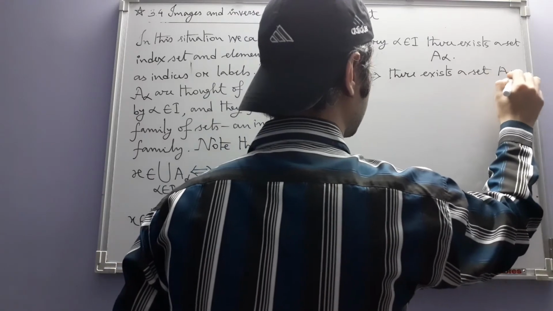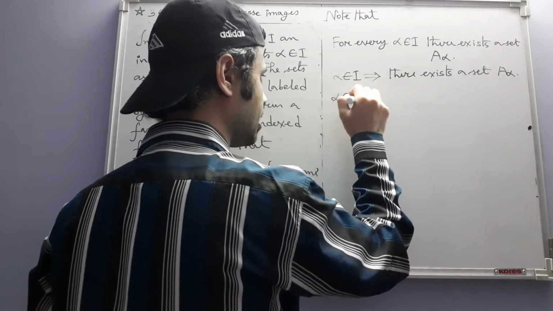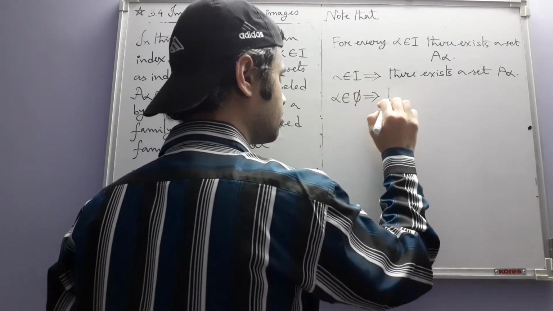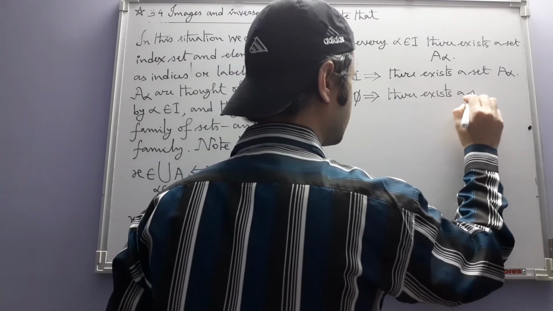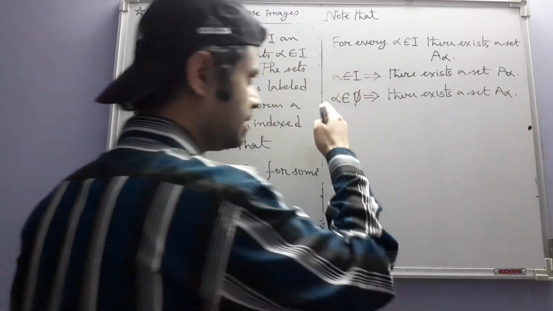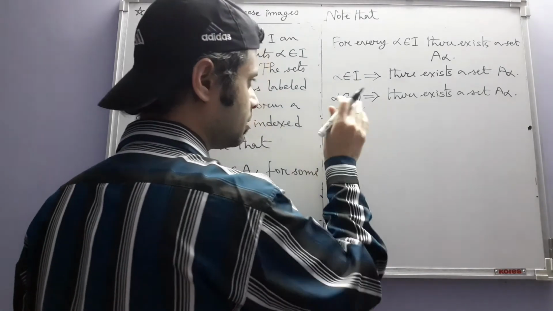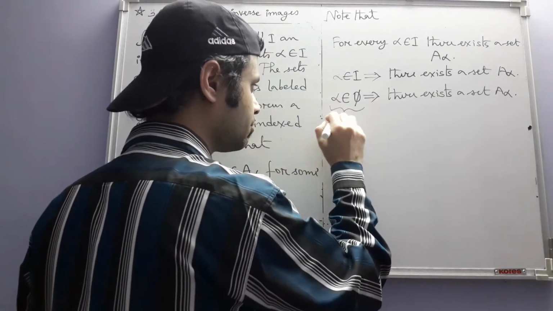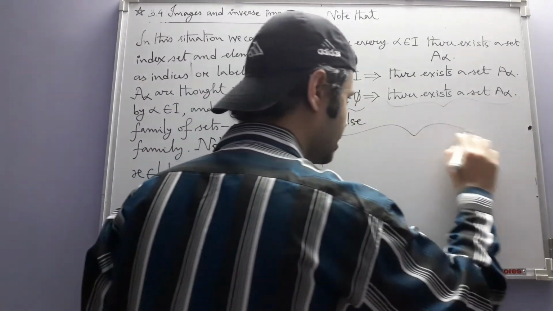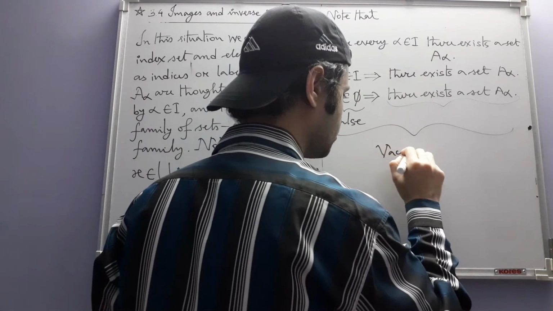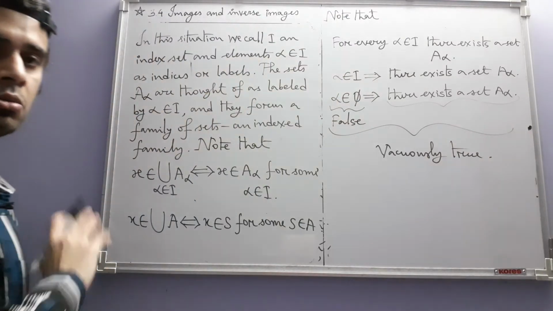There exists a set A alpha. Now if I have the empty set in place of I, is this statement true? It is true. By now you know, because you see the hypothesis of this statement is false. So regardless of what the conclusion is, the statement is vacuously true. So there is no problem with this statement.